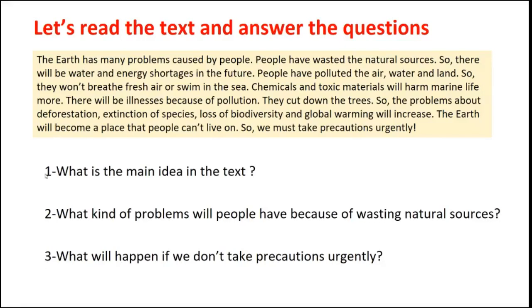Chemicals and toxic materials will harm marine life more. There will be illnesses because of pollution. They cut down the trees. So, the problems about deforestation, extinction of species, loss of biodiversity, and global warming will increase. The earth will become a place that people can't live on. So, we must take precautions urgently.